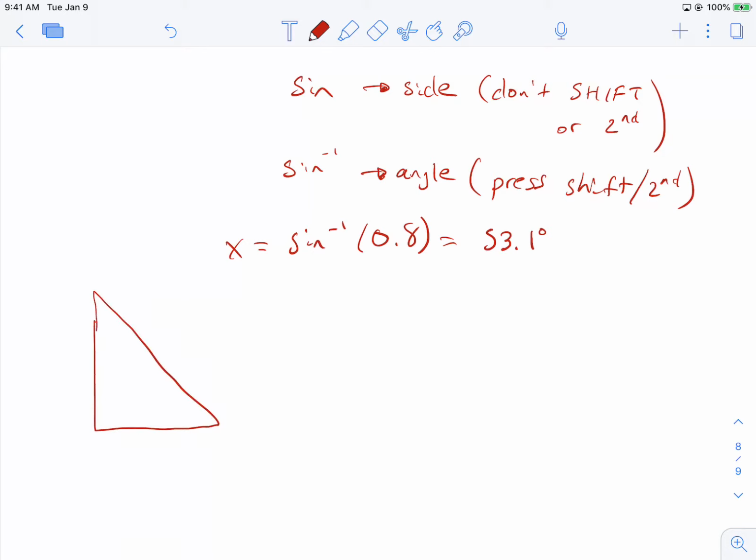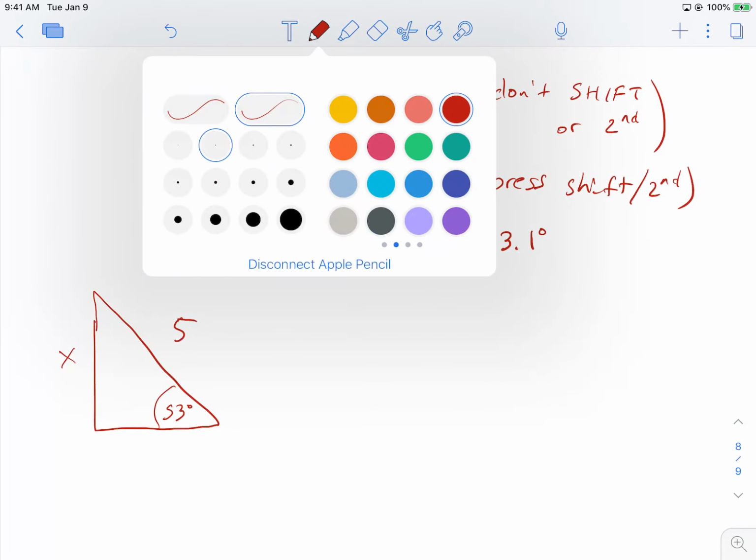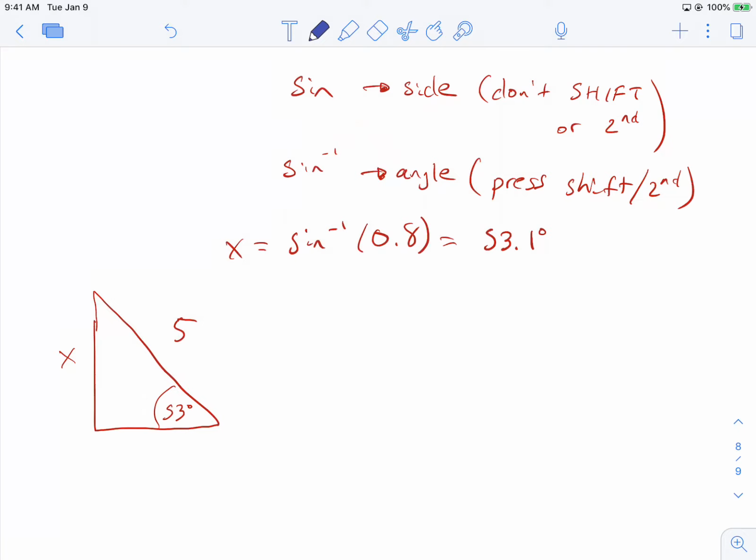The next one that we're going to look at is solving for a side length. So if I have my 53 degrees here, and my hypotenuse is 5, and I want to figure out, okay, what is this over here? Well, here, sine is a perfect way to do it. And why is that? Well, if we start by labeling our triangle, here's our hypotenuse, here's our opposite, and here's our adjacent, according to our angle of interest.